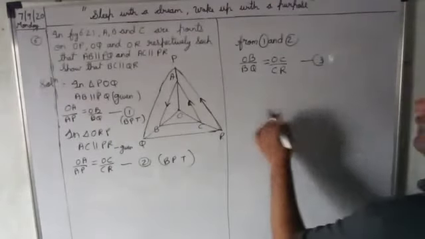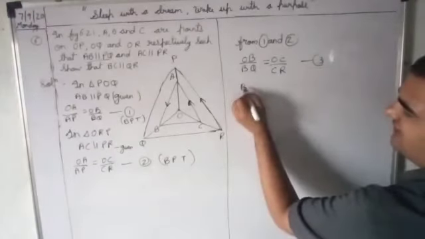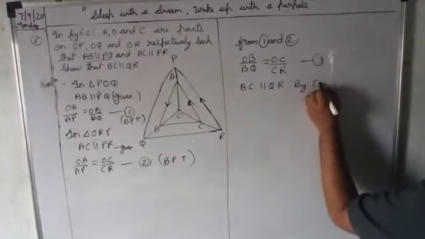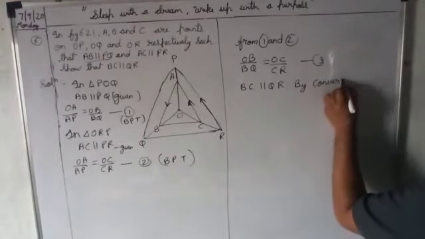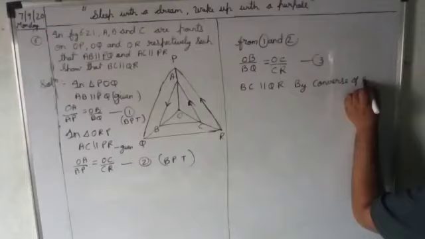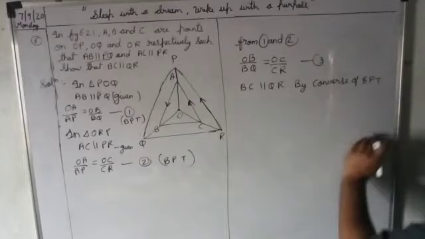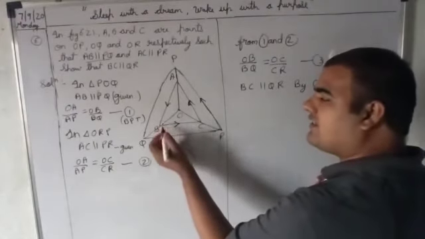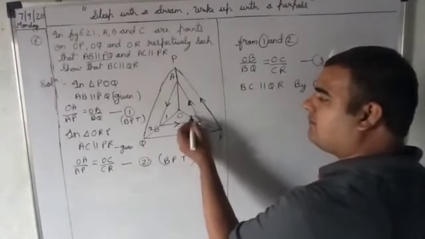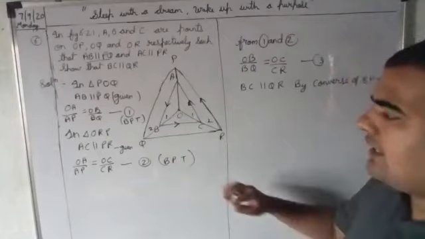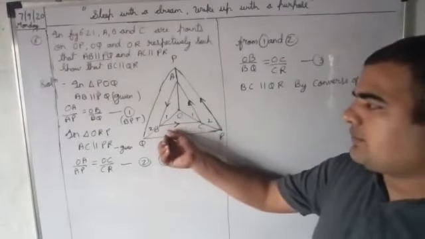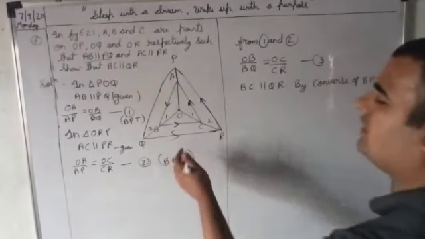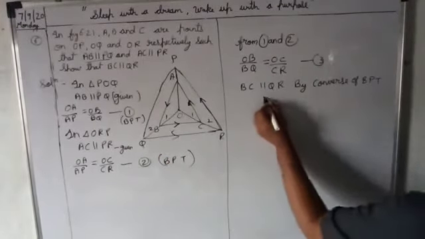So now from 3 you can say directly, BC is parallel to QR by converse of BPT. You know the statement of converse of BPT? If a line divides any two sides of a triangle in the same ratio, then it is parallel to the third side. So BC is parallel to QR. Hence proved.